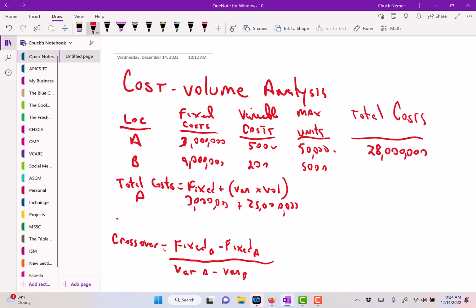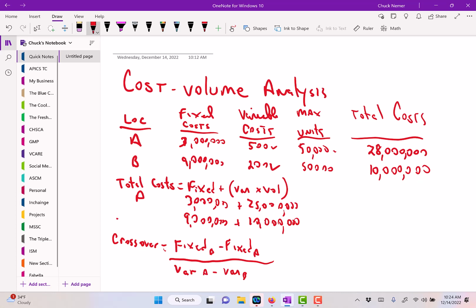And if I do the same for B, I've got 9 million plus $200 a unit times 50,000 units. So that's $10 million. So those are the total costs.